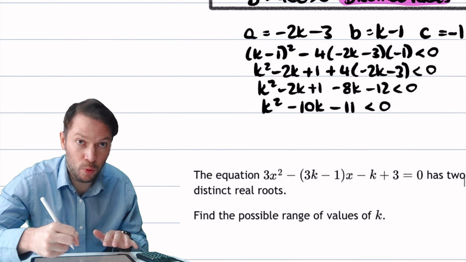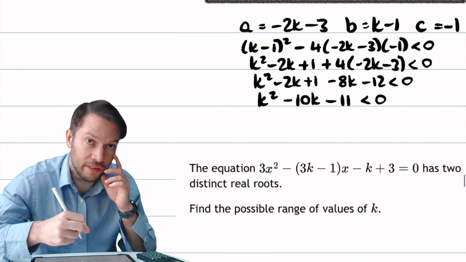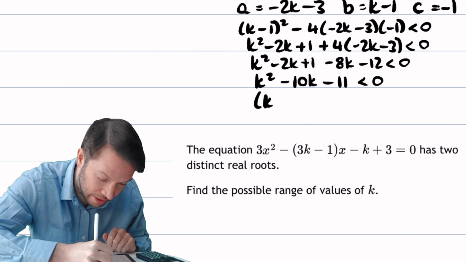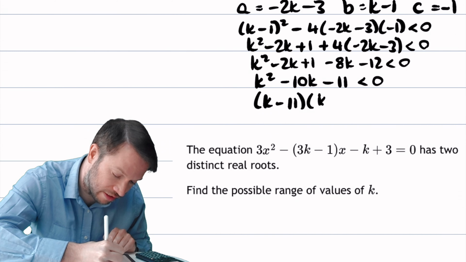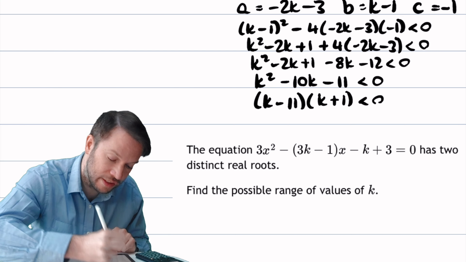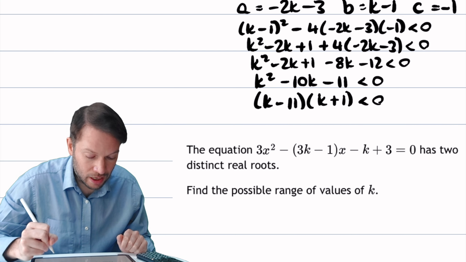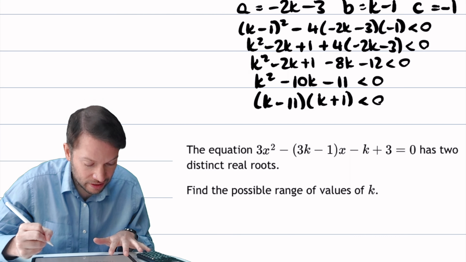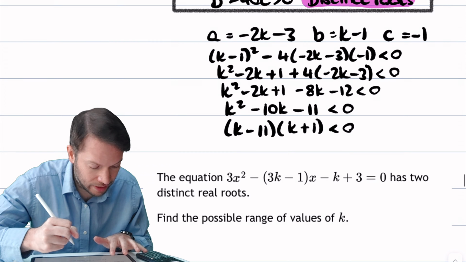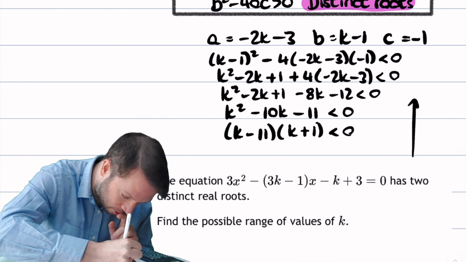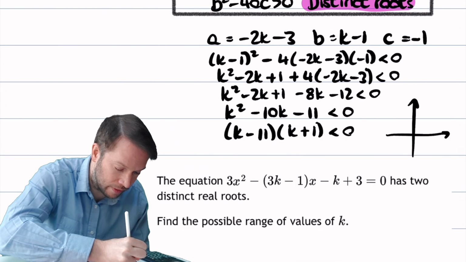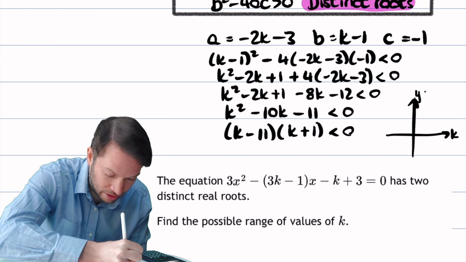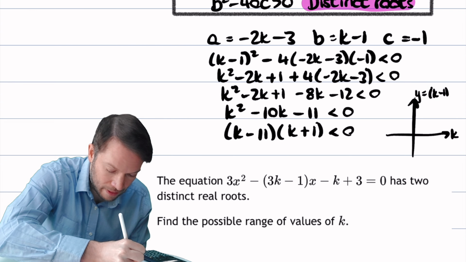Now remember, with quadratic inequalities, we want to get 0 on one side, and then we want to factorize it. So that's going to be k minus 11, k plus 1 is less than 0. And then what's the solution going to be? Well, you can use your quadratic inequality solver in your calculator. But what we could do quickly is a little quick sketch on the right, and the x-axis is actually the k-axis, and we're going to sketch y is equal to k minus 11, k plus 1.